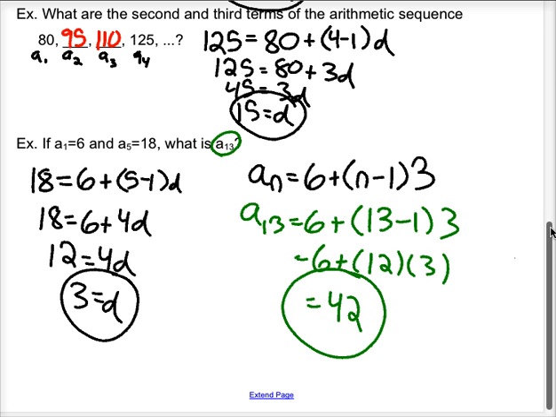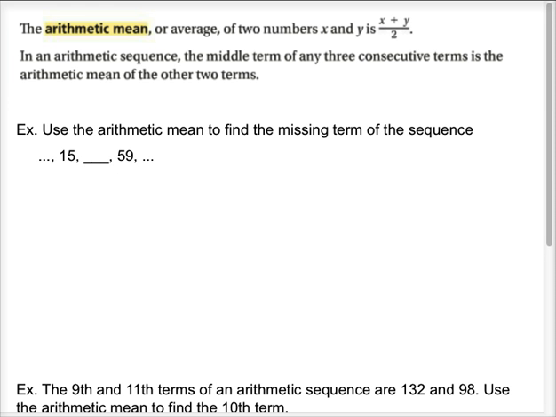All right, so we're going to be moving on to the next page. If you need to, please pause it so you can finish writing some of this down. Now, another concept is the arithmetic mean, or arithmetic average, of two numbers. And you follow that formula. So basically, you're just finding the average of the two numbers. Add up the two numbers and divide by 2. That is what we call the arithmetic mean.